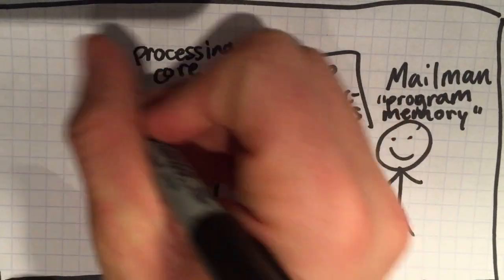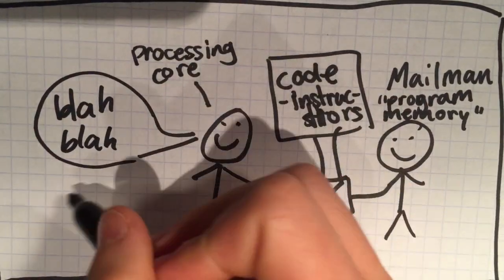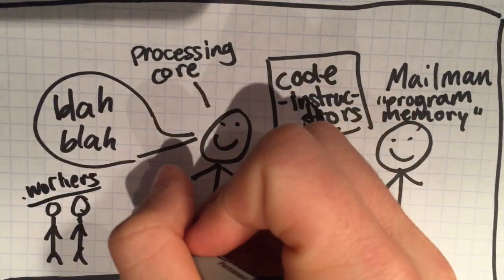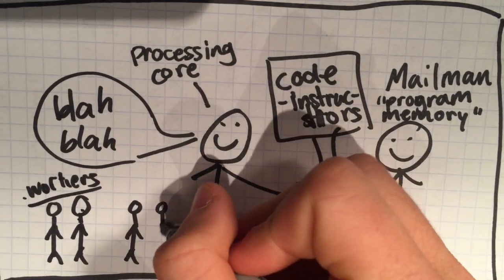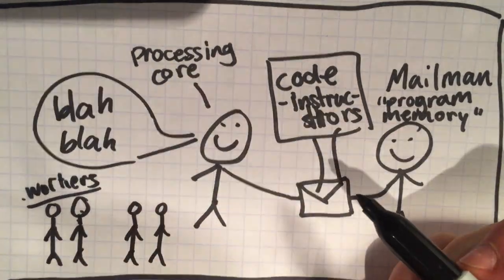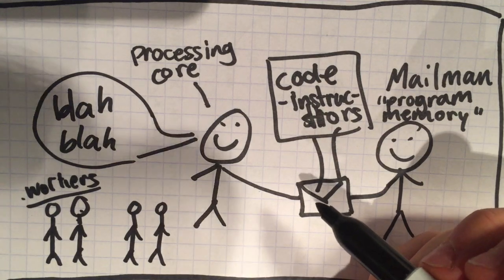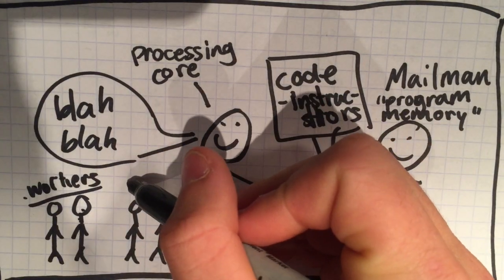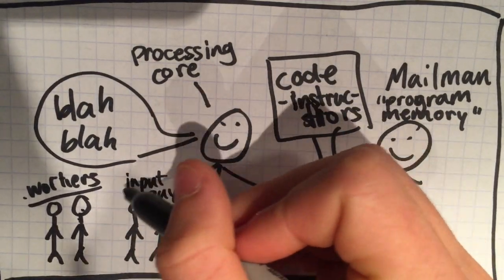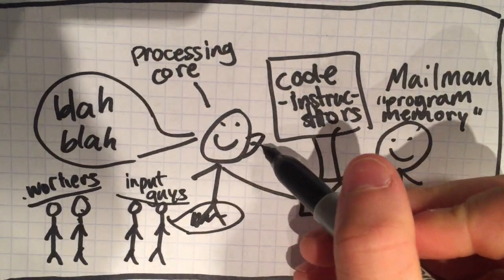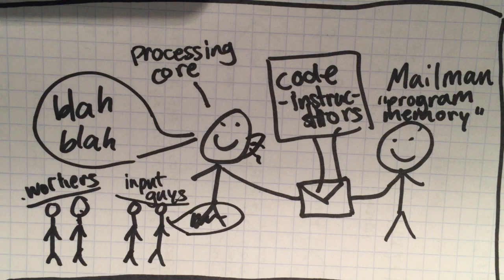Bob takes these instructions, and then he goes blah blah blah, and he tells his friends, the workers or the outputs, what they should be doing with this information. But at the same time, Bob, or the processing core, is receiving information from the input guys. I couldn't really think of a good name to call them, so we'll just call them input guys. Not only does Bob receive information from them, but he gives information to the worker guys.